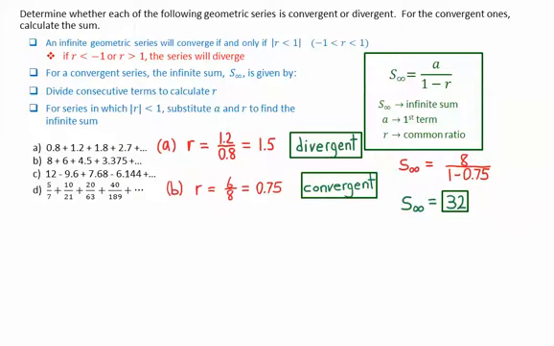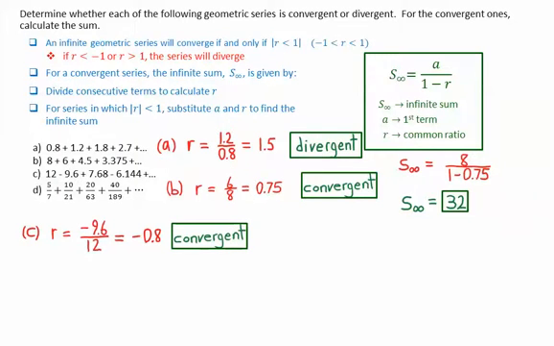For question C, again, we calculate r by dividing the second term by the first term, -9.6 divided by 12. Here we get a result of -0.8. Again, r is between -1 and +1, so this is a convergent series.